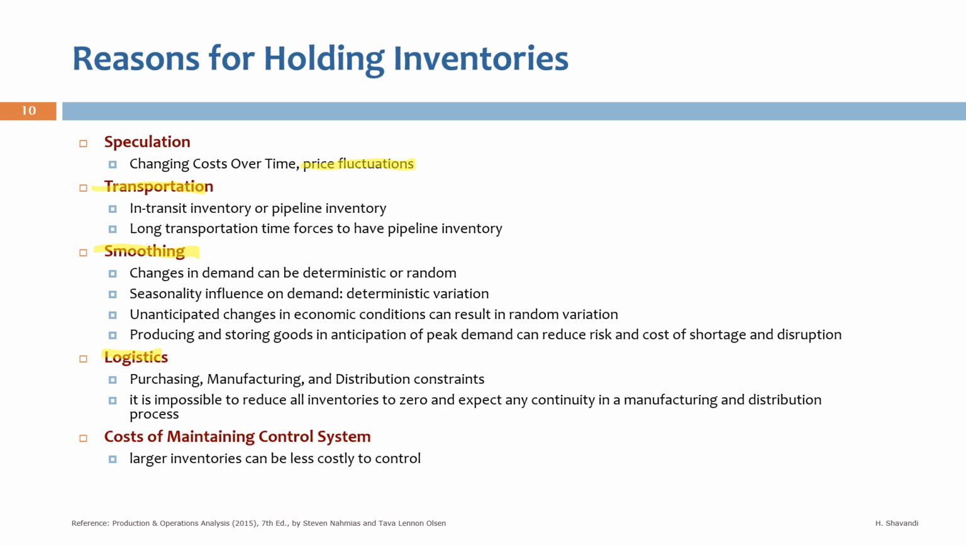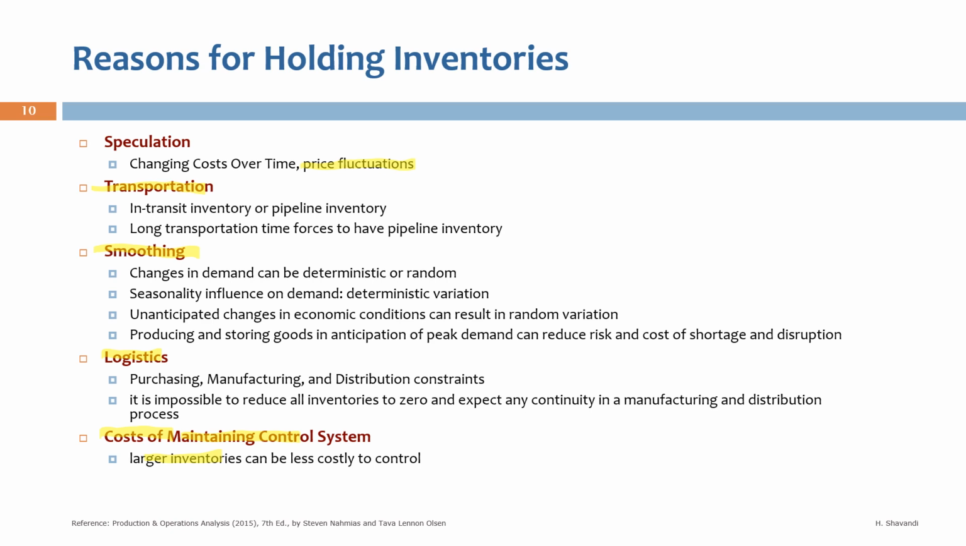So because of that, again, we need to hold inventories. And at the end, cost of maintaining control system. So when we do have larger inventories, we don't need to have a very accurate and close monitoring of the inventory level. But when we have less inventories, we need to be careful. We need to monitor the inventory level and the sale trend to plan for the risks, in order to prevent the lost sale and so on.